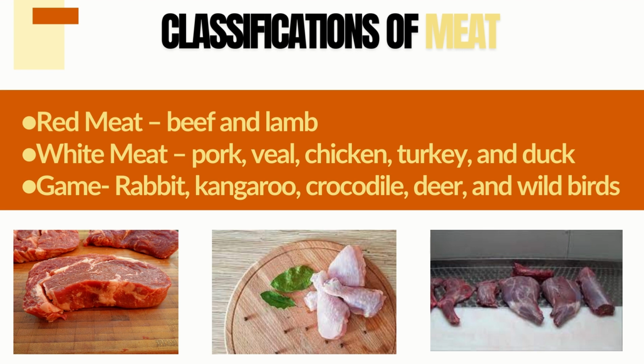The darker the color, the stronger the flavor of the meat. Classifications of meat: red meat: beef and lamb. White meat: pork, veal, chicken, turkey, and duck. Game: rabbit, kangaroo, crocodile, deer, and wild birds.